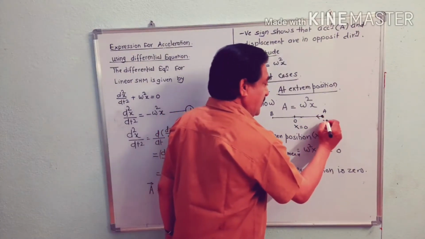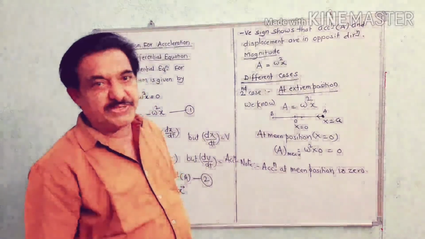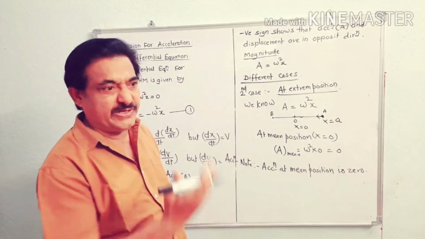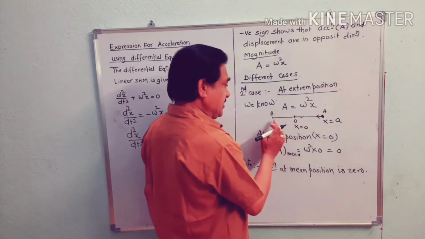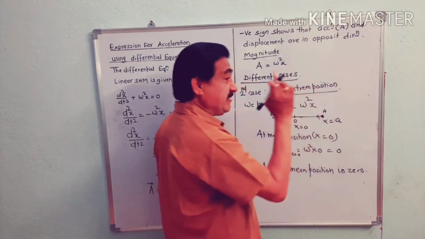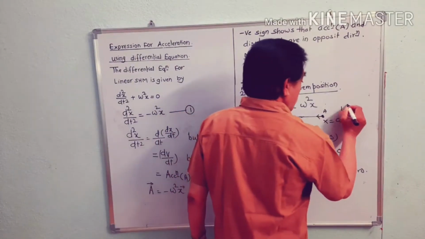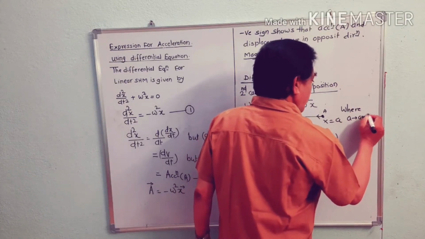So at extreme position, x is equal to a, where a is the amplitude. What is meant by amplitude? It is the maximum displacement of the particle on either side of the mean position. So where a is amplitude.